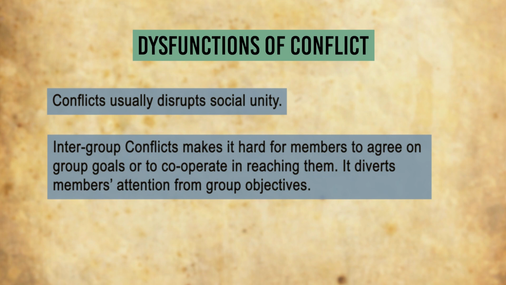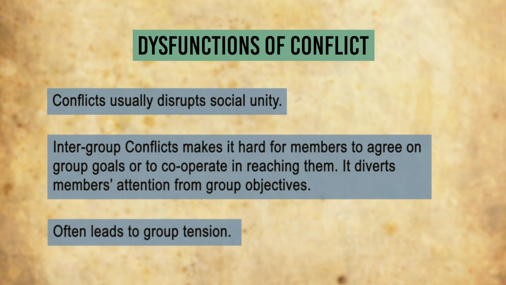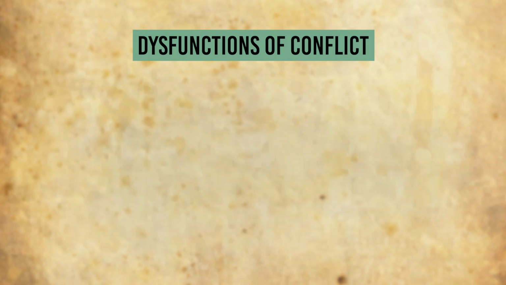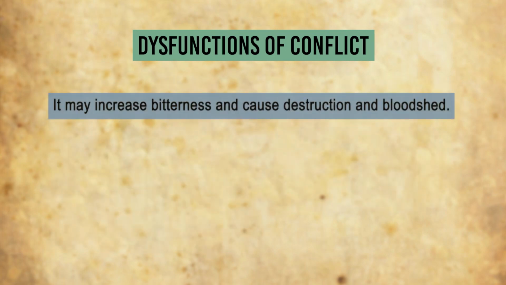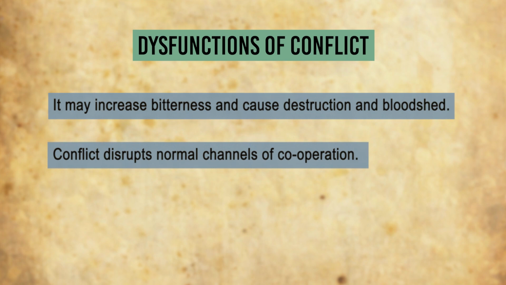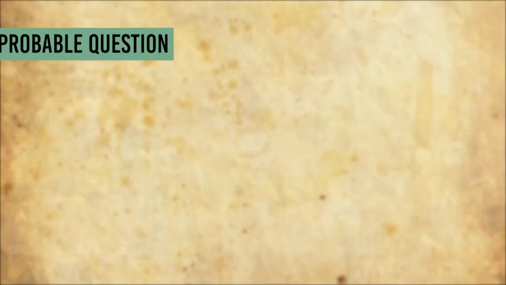It diverts the members' attention from group objectives. It often leads to tension within the group. It may increase bitterness and cause destruction and even bloodshed. Conflict disrupts the normal channels of cooperation. So these were the negative contributions of conflict towards the society, which we would call dysfunctions.